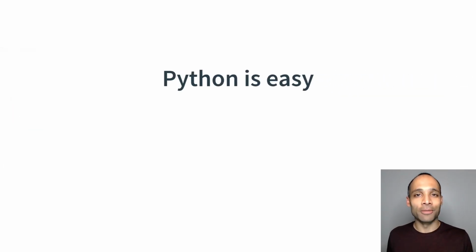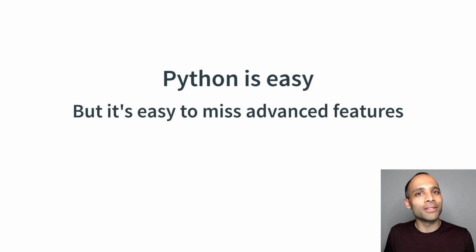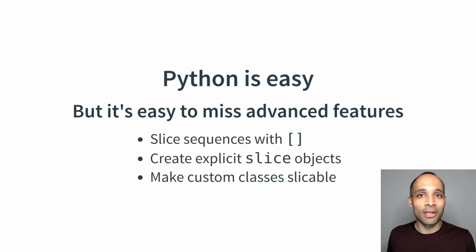Python is easy. It's a beginner-friendly language and you can start coding very quickly with little experience. But it's also easy to miss some of the advanced features that the language can offer. Today we saw, again, how we can slice sequences using the indexing operator, or those square brackets. But we also saw how we can create our own slice objects explicitly and use that to make our processing jobs easier. We can also make our custom classes sliceable by defining our dunderGetItem methods.